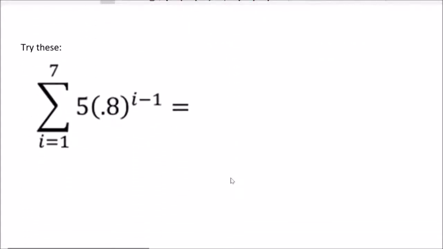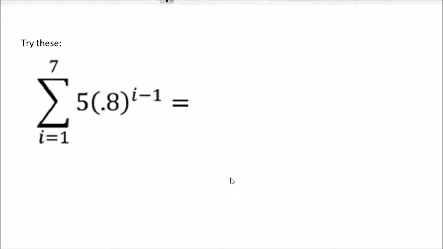Okay, let's try this one. First thing we need to determine: is this geometric? Let's see. Geometric was when it looked like a sub 1 times r to the n minus 1. I'm writing that right here so we can compare. Now, because I've written that, we can say, hey, look at that. That's a 5, so 5 is a sub 1. And we've got our r right there, and this i minus 1 matches n minus 1. Don't be frightened by the sigma. All that's telling us is that you need to add these together, which is perfect because we just derived a way to add them all together.